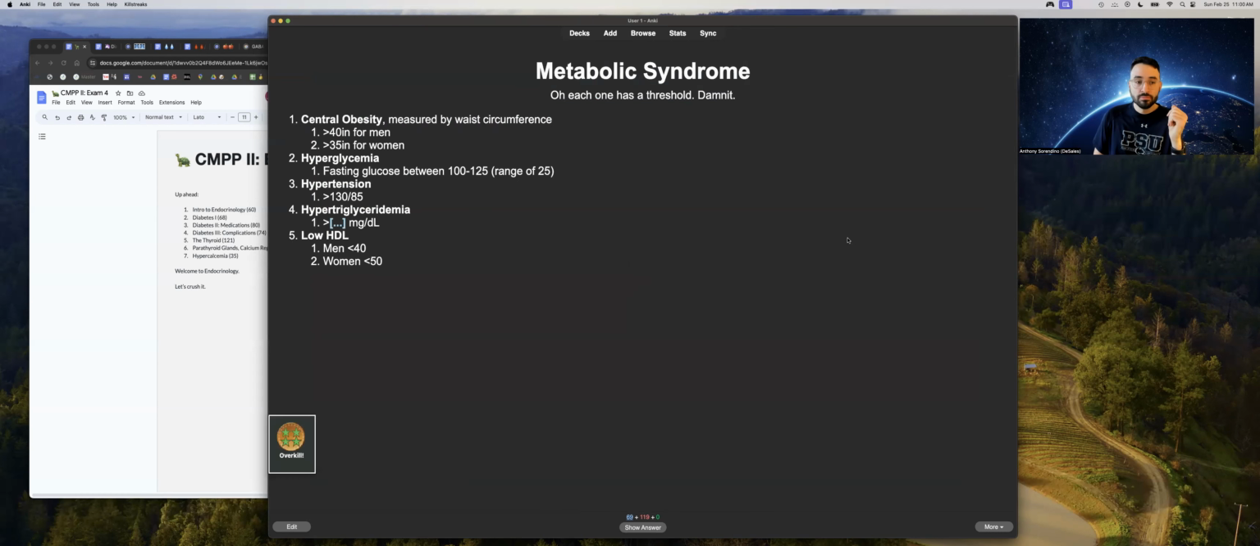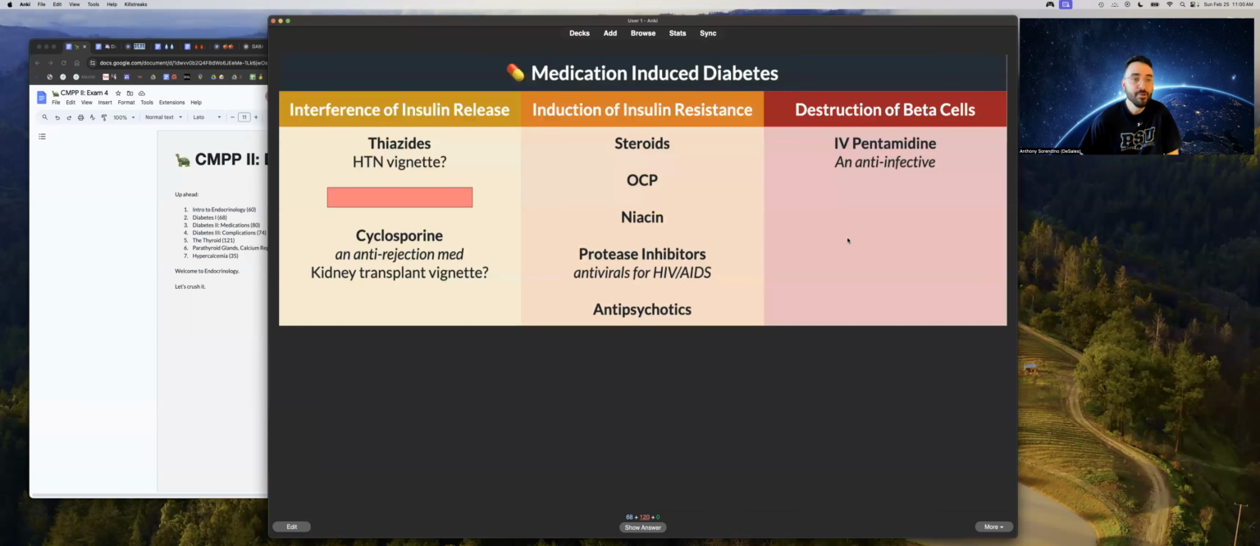No, that's a dumb card. Hypertriglyceridemia. What puts you in metabolic syndrome? Greater than 145. Oh, come on, 150. Interference of insulin release. Thiazide, cyclosporin, what's missing? I don't remember. Phenytoin.